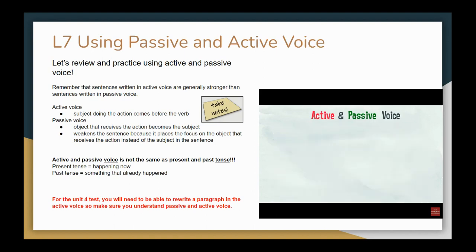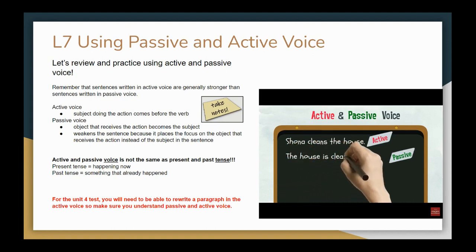Our original sentence has been rewritten here in passive voice. The house is cleaned by Shona. We know that the subject comes before the verb. The verb in this sentence is cleaned. So the subject of this sentence is the house. Now see if you can find the agent. Remember, the agent is the person or thing that performs the action. That's right, the agent is Shona.